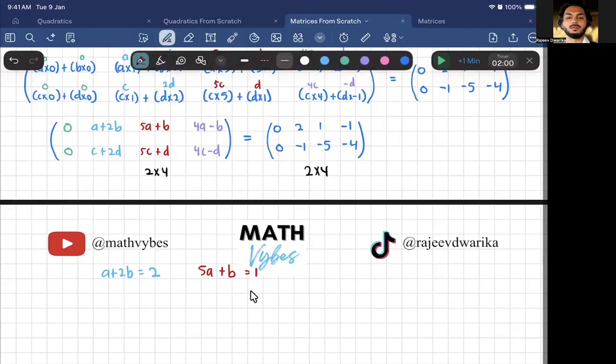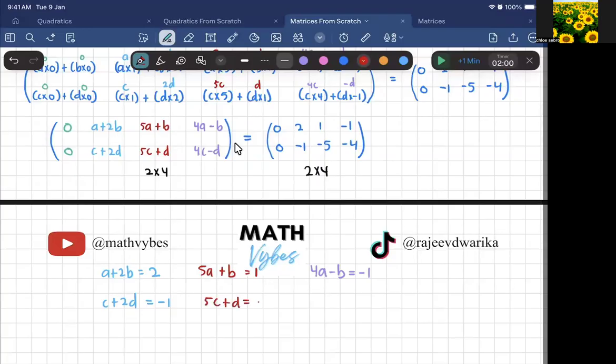Right. So then we have 4A minus B is equal to what? Somebody that didn't answer yet. What is 4A minus B equal to? Chloe, what is 4A minus B equal to? Negative 1. Excellent. Chloe, what is C plus 2D equal to? So negative 1. Right? What is 5C plus D equal to?